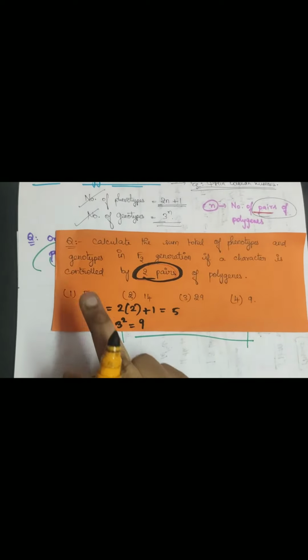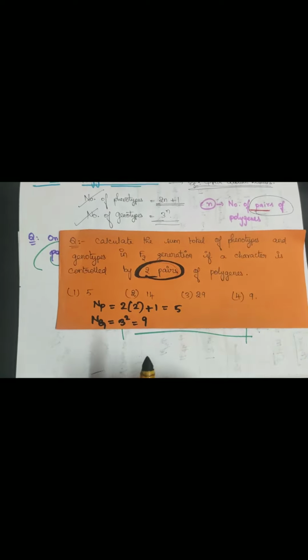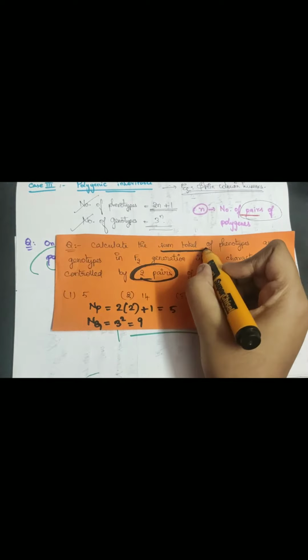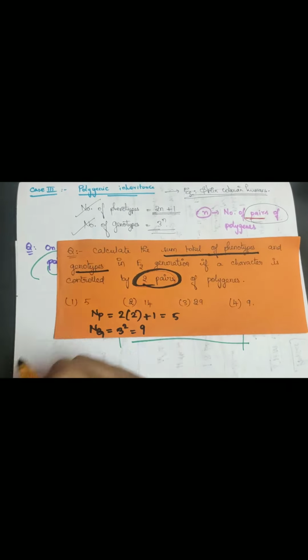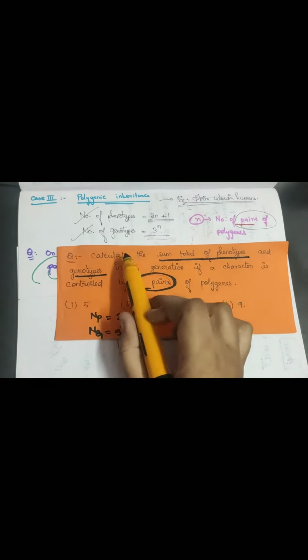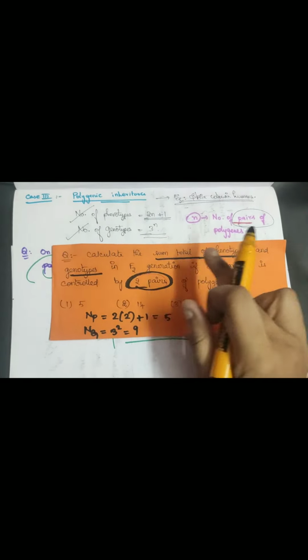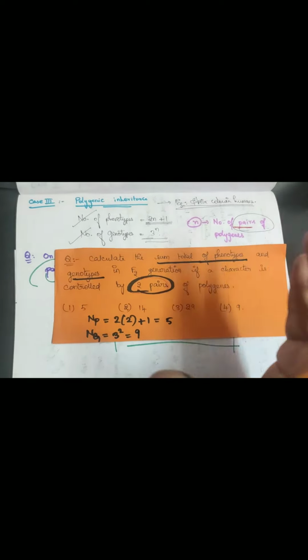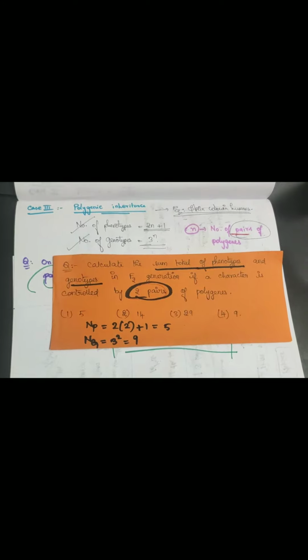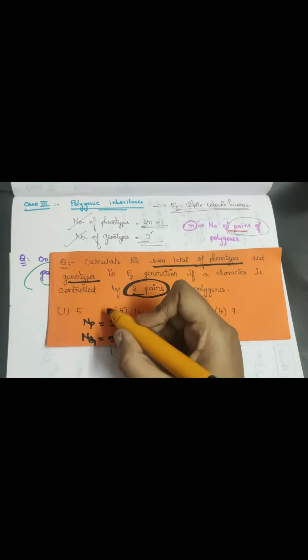3 square is 9. Now 5 will also be in the options, 9 also will be in the options, and the numbers 14 and 29 also will be in the options. For that you have to read the question carefully. Calculate the sum total of phenotypes and genotypes. So what you have to do here is just add up. If you just calculate phenotypes, that's wrong. Calculate the sum total of phenotypes and genotypes. Please read the question twice carefully. So phenotypes and genotypes, therefore your answer will be 9 plus 5, 14, which is the correct answer. Option B is the correct answer.